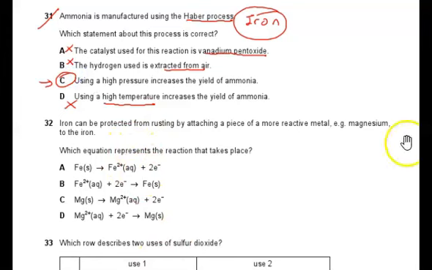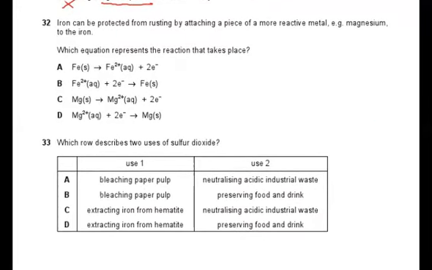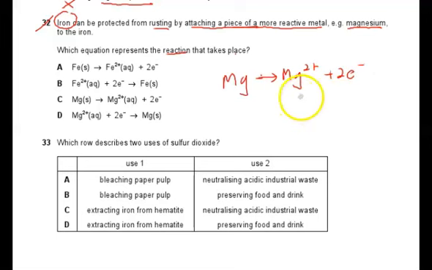Okay, now let us look at number 32. Iron can be protected from rusting by attaching a piece of a more reactive metal. This is called a sacrificial metal. Magnesium to iron. Which equation represents the reaction that takes place? Instead of iron being oxidized, magnesium will be oxidized. It will form magnesium ions, and the iron will remain as it is. So the best answer here will be C.